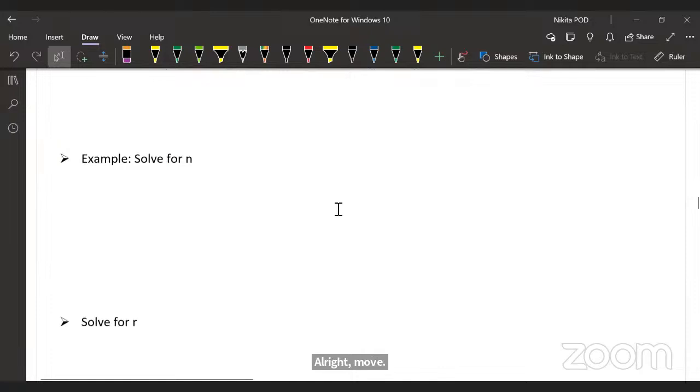So I'll just skip these. Solve for n and solve for r. I think you can solve it. What is that, ma'am? Solve for n, solve for r means? Okay, let me just do one if you want.